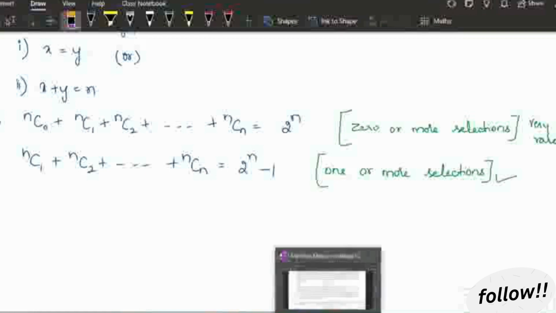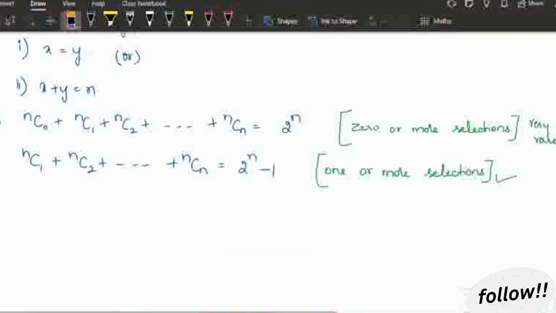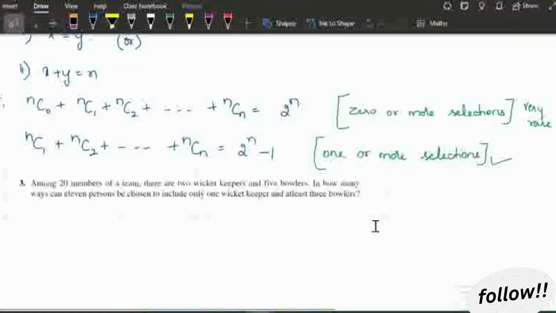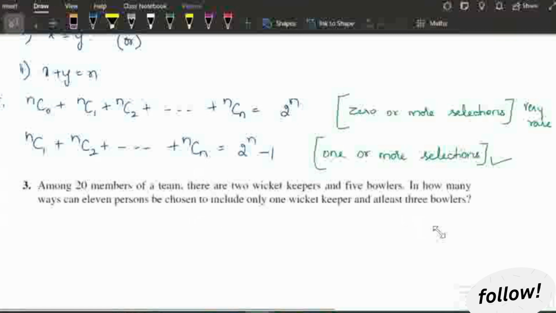I will take the questions from among 20 members of a team, there are 2 wicket keepers and 5 bowlers. In how many ways can 11 persons be chosen to include only 1 wicket keeper and at least 3 bowlers?